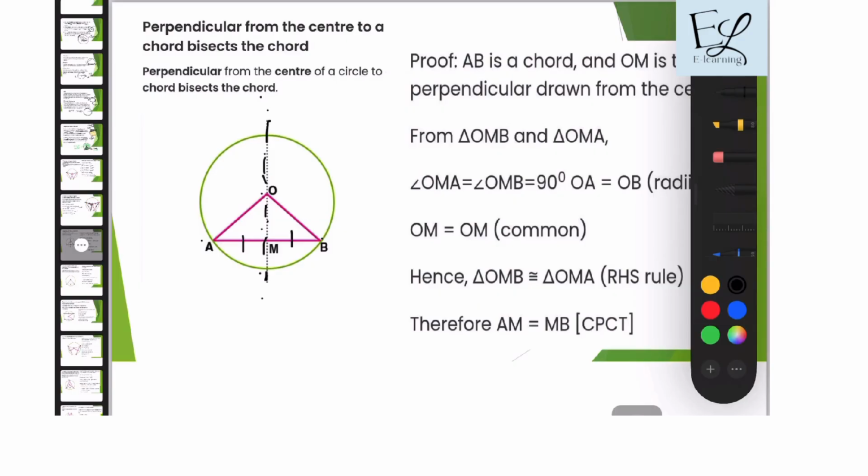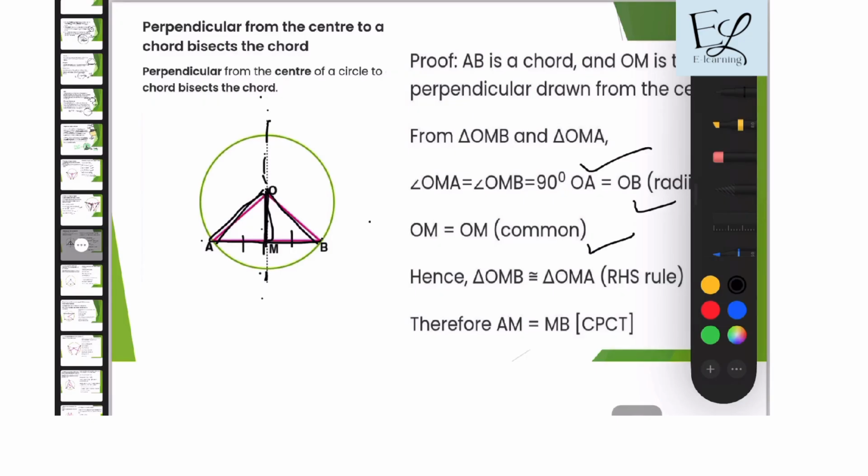Now first we will prove the congruency of these two triangles, and then by CPCT we can say AM will be equal to MB. Right? Now I am taking these two triangles OMB and OMA. Now look at this, OA and OB are the radius. The radius of a circle will be the same, so they have the same length. Next, OM is the side which is common to both triangles, so the length will also be the same. So OM will be equal to OM.